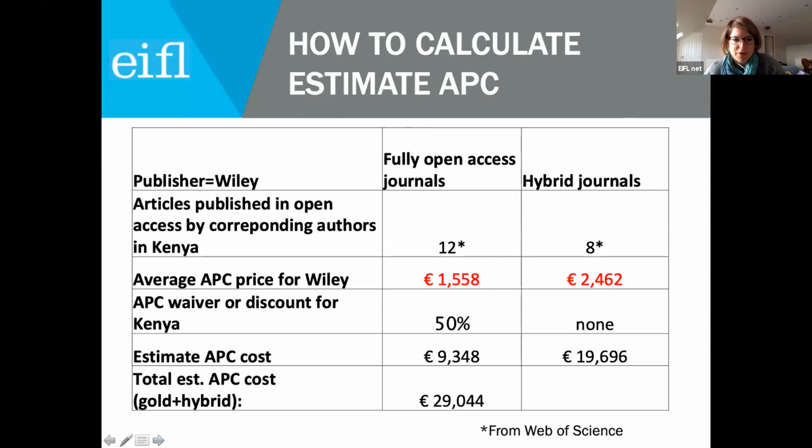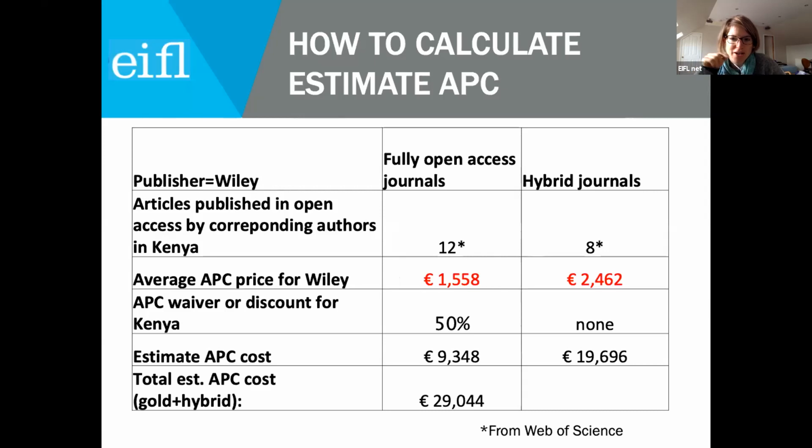Here's an example that I've taken for Kenya, and we've looked at the publisher Wiley. I've taken publication output numbers from Web of Science. For the year 2018, there were 12 fully open access journals and 8 hybrid journals. For both fully open access and hybrid, I then took the average APC price from Open APC, and I'll show you in a minute how I get that information.